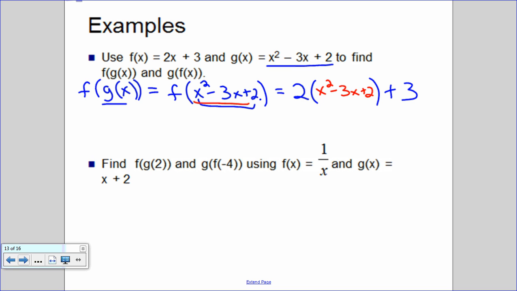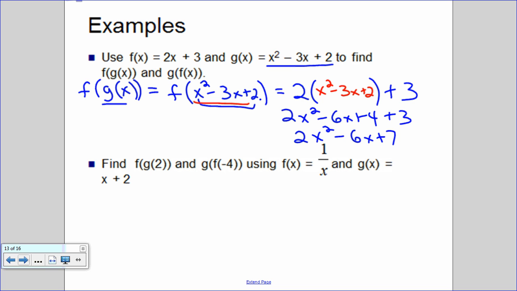So on the inside, I see G. On the outside, I see F. What we want to do is combine like terms after we distribute. So we could write 2x squared minus 6x plus 4, plus 3, and then combine that to 7. So 2x squared minus 6x plus 7.